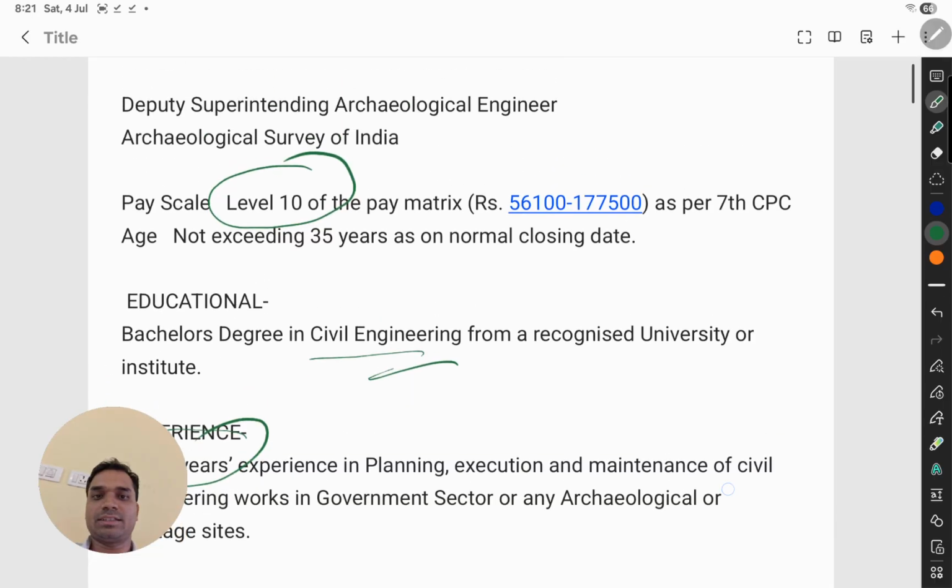And this is really important because you directly get the opportunity to crack UPSC and have a pre-level 10 post. This is really interesting for someone having 3 years of experience with a BTech in civil engineering. So yes, you can explore this opportunity also.